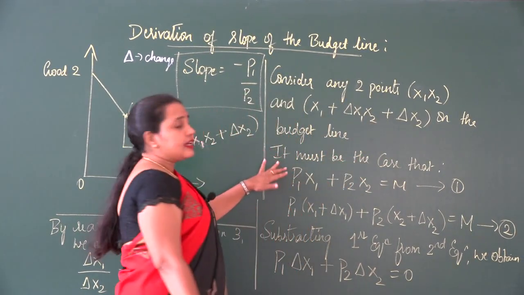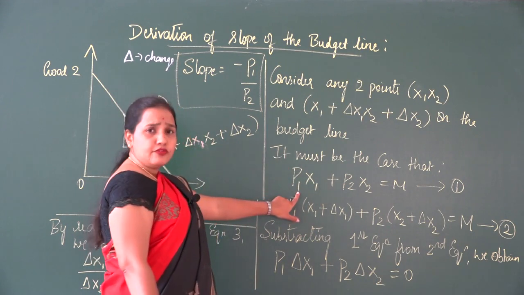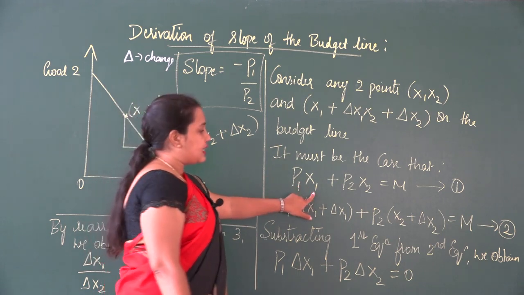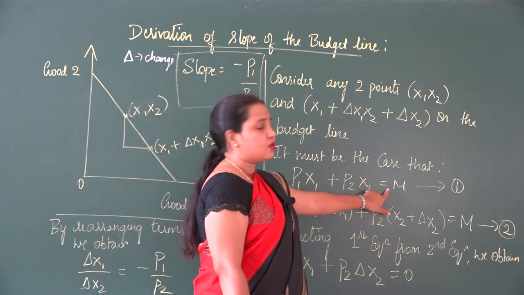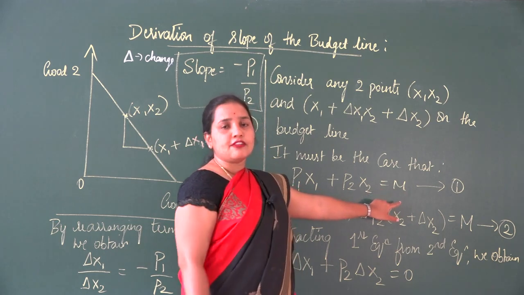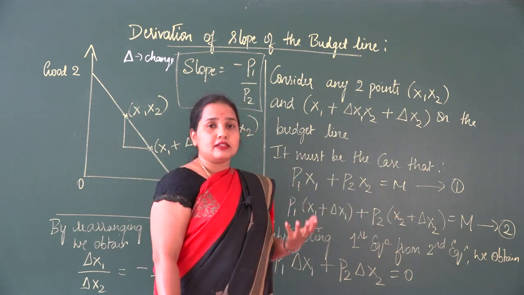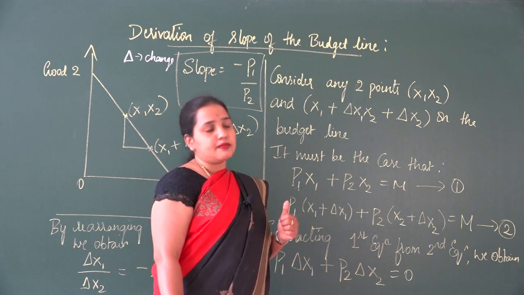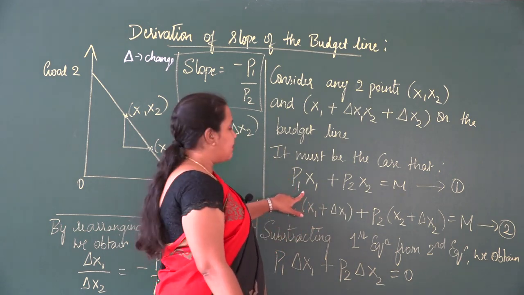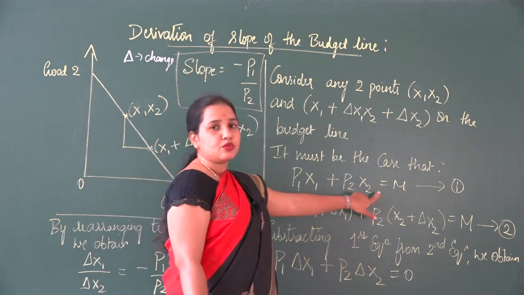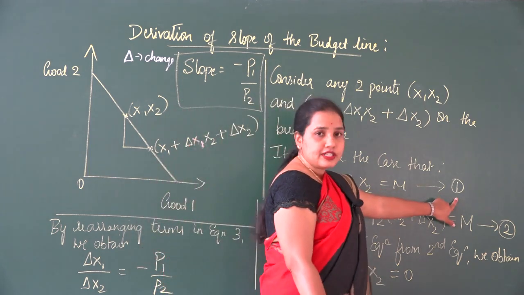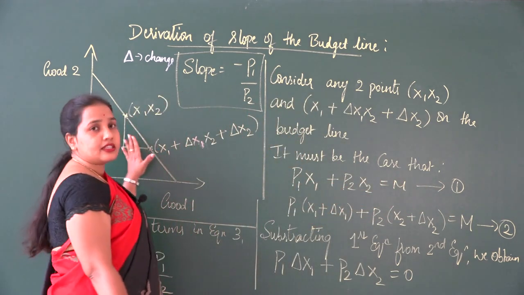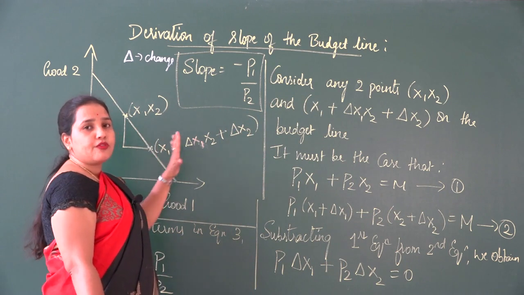We already know the equation of the budget line. What is it? P1 into X1 plus P2 into X2 is equal to M. The definition itself gives you that all the bundles which cost exactly equal to the consumer's income is the budget line, and the equation P1 X1 plus P2 X2 equal to M can be taken as the first equation. Let us expand the same equation by taking the changes in the commodities, good 1 and good 2.